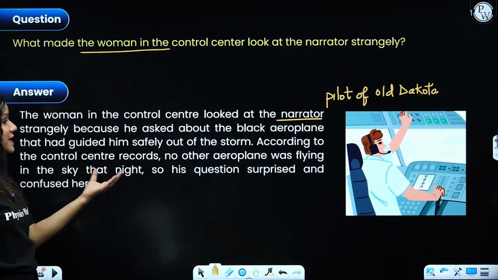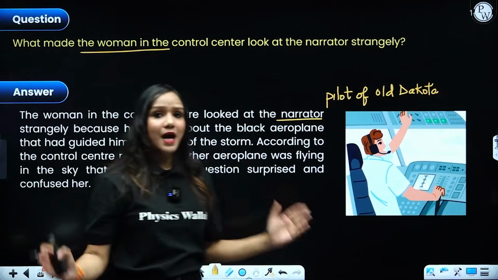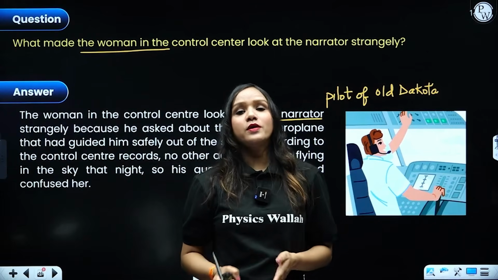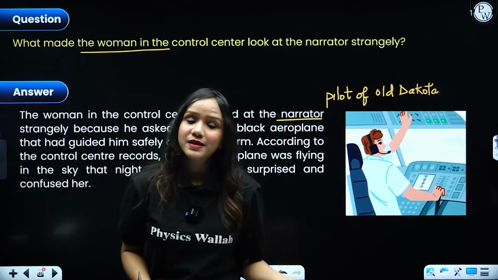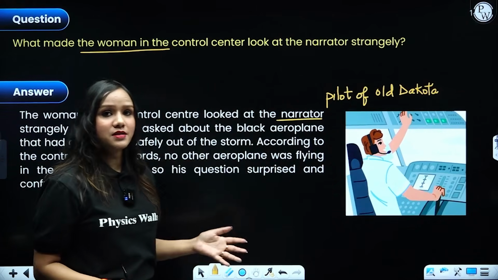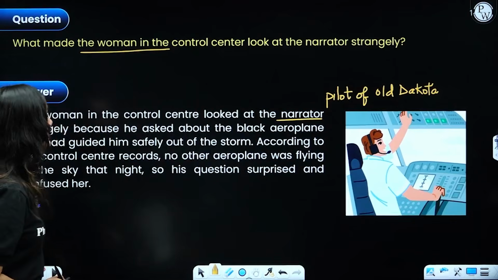According to the control center records, there was no such other plane that could be spotted through the radar. His was the only one, because she already told him that owing to bad weather conditions, all the flights had already been cancelled and yours was the only one that was flying, right?